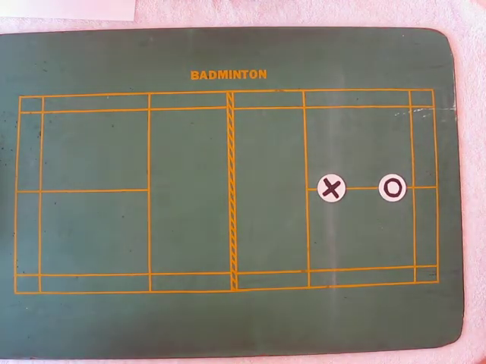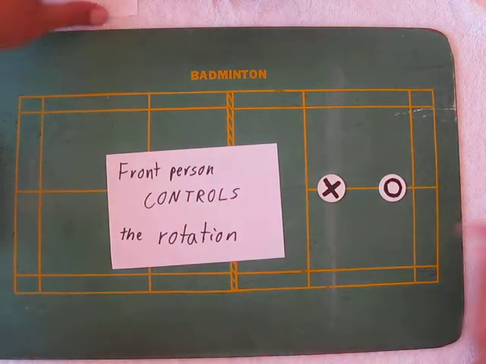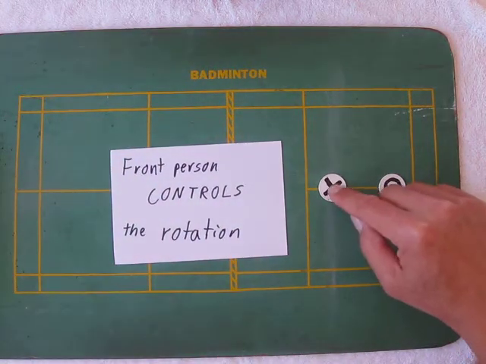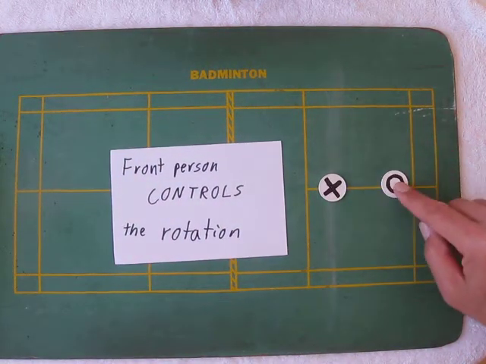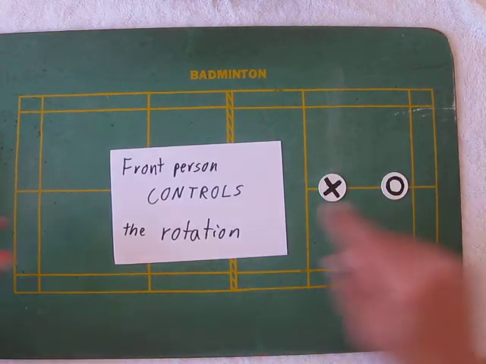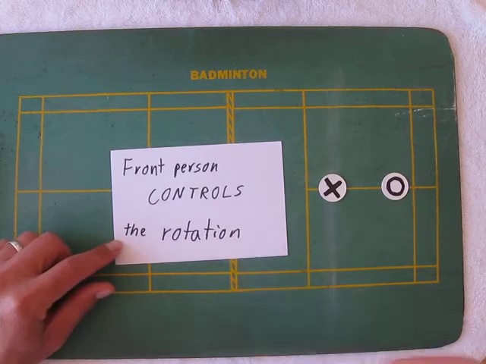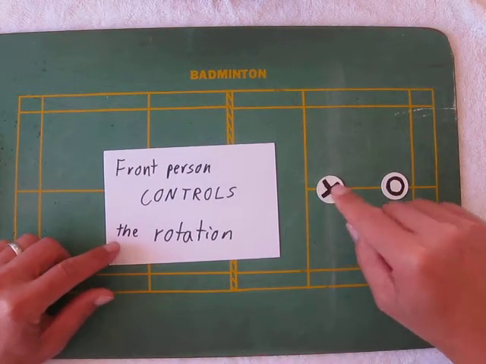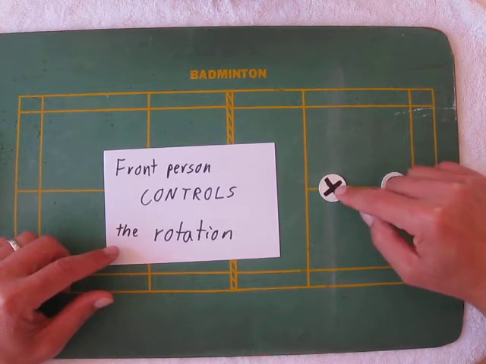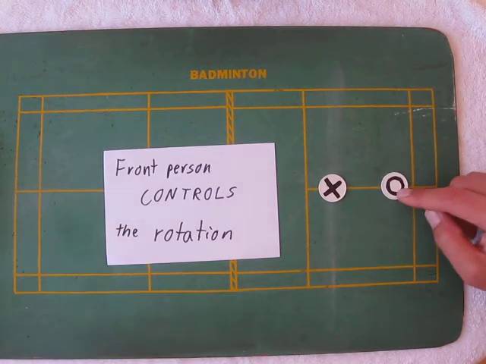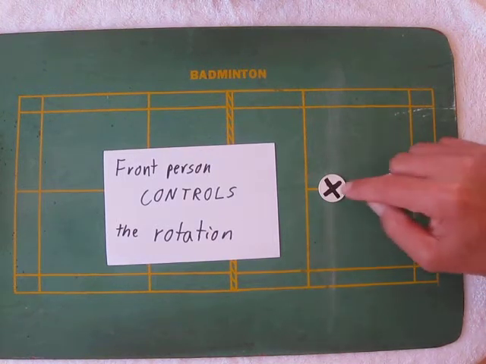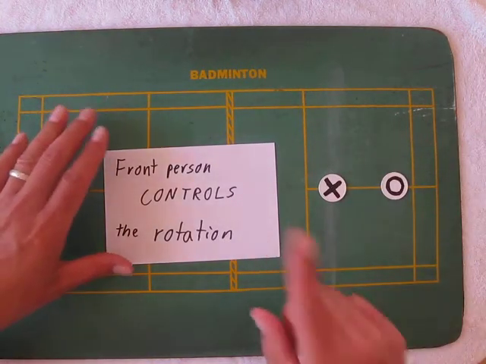That one is the front person controls the rotation. That means this person controls whether this person moves up or stays, moves up to the net or stays. So front person controls the rotation. Right or wrong, this person is always right. And that's because the back person can see the front person and the front person cannot see the back. So O can see X, X cannot see O. Therefore X is always correct. Okay, that's the first rule.